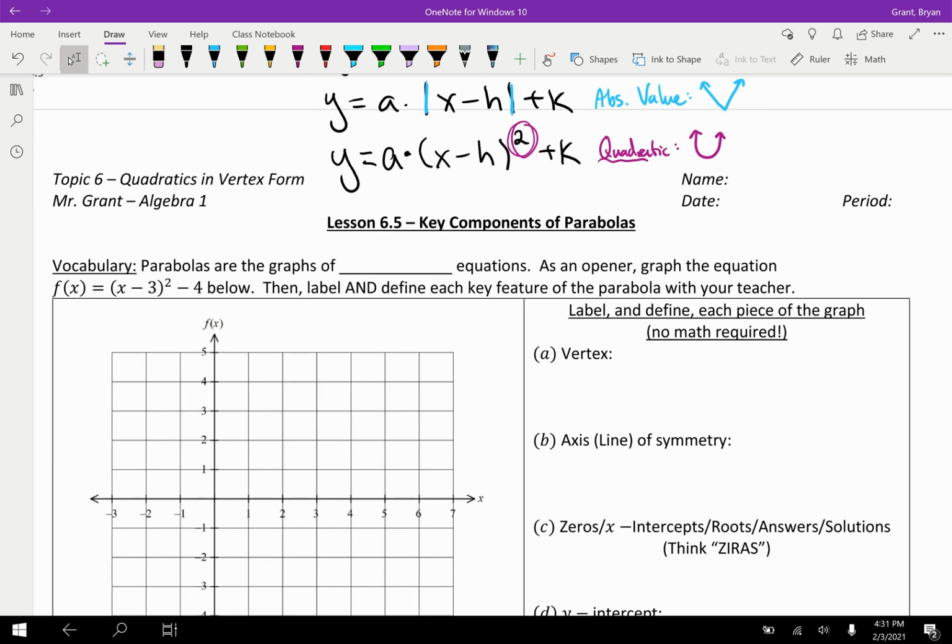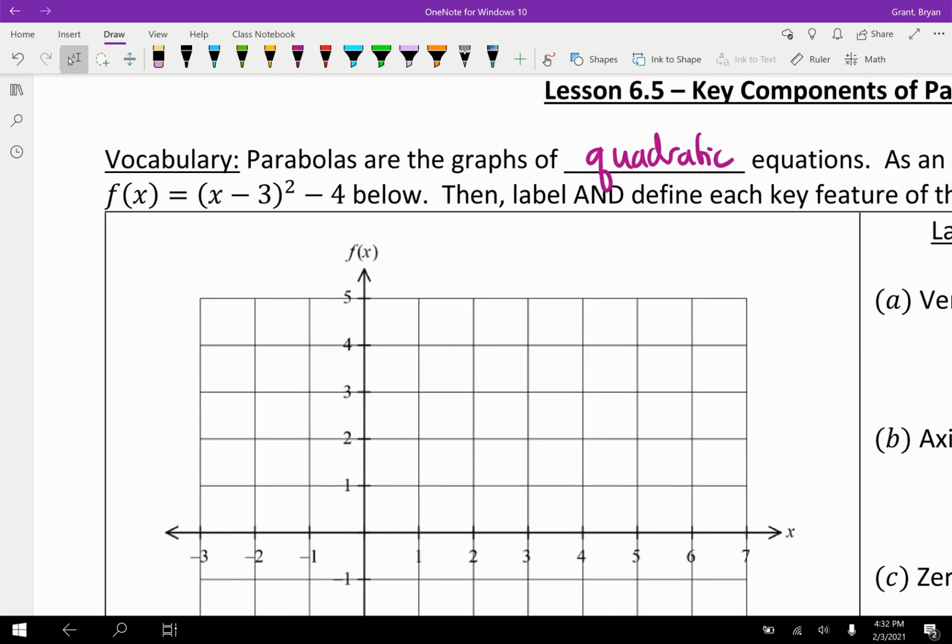So let's begin. Parabolas are the graphs of quadratic equations, right? Quadratic just means that the largest power in the equation is a square. As an opener, we'd like you please to graph this equation that's down below. F of x equals x minus 3 squared minus 4. And some of my students looked at this and they said, oh, that f of x thing, that always throws me off. What does that mean we do? Well, don't let it scare you.